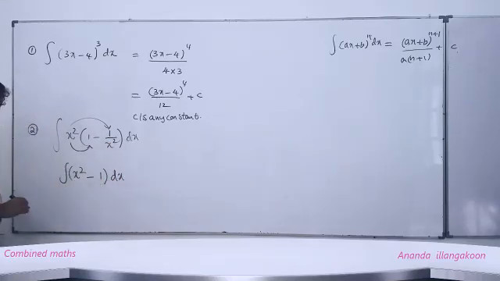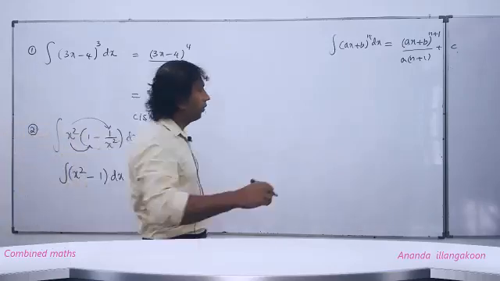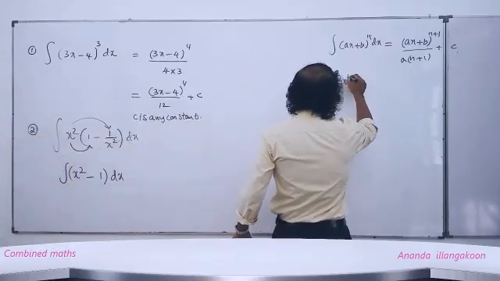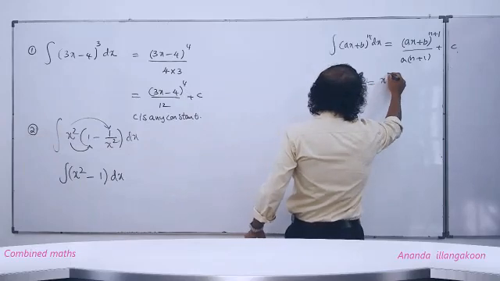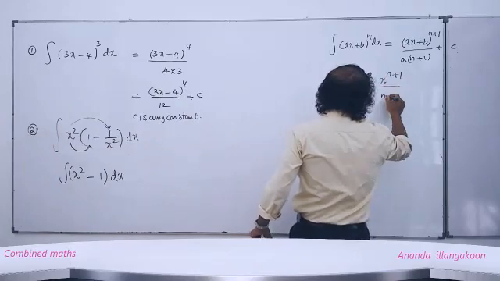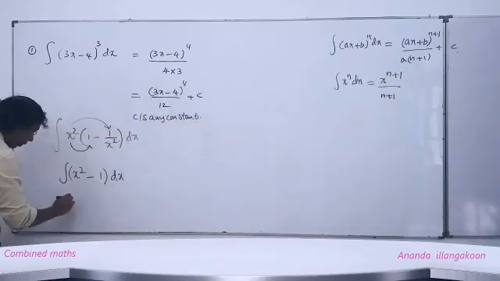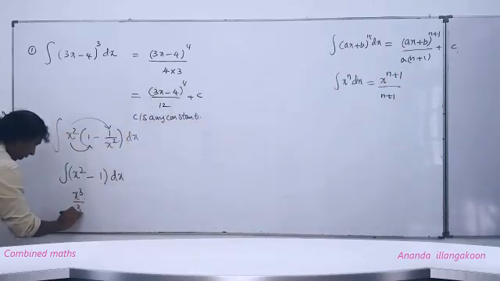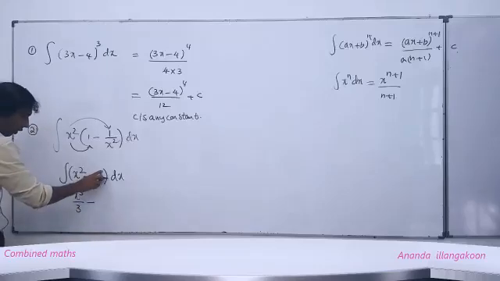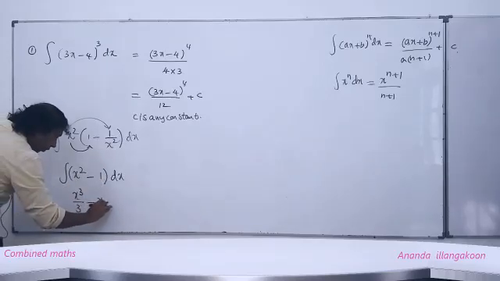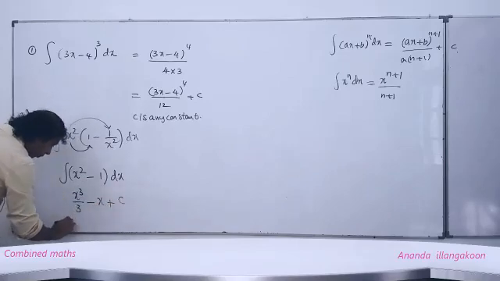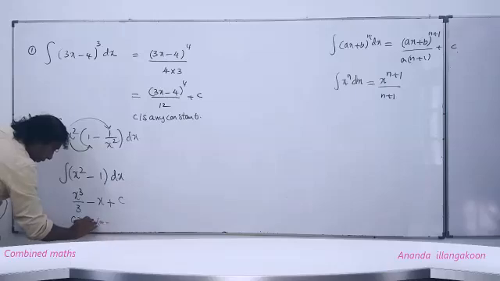Now we have to integrate term by term. When you integrate x squared, what do you get? The integral of x to the power n is x to the power n plus 1 divided by n plus 1. Using that we get x cubed divided by 3 minus, when you integrate 1 we get x, plus c, where c is any constant.